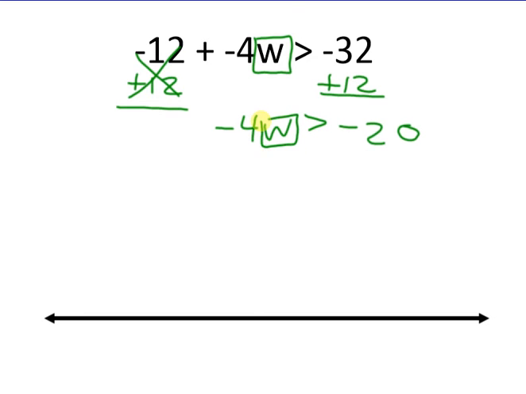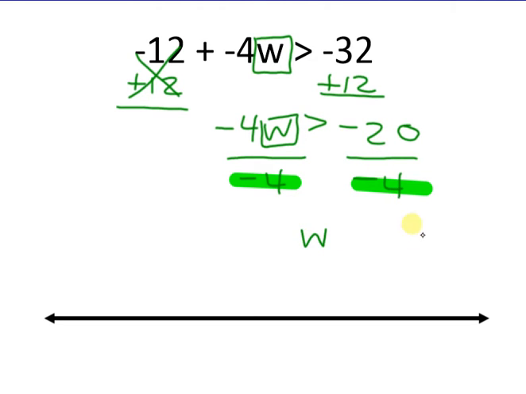Box my variable again. I divide by negative 4. Now, hint, hint, hint. I'm dividing by a negative number. Make sure you realize that. Do the same thing to the other side. That's going to tell me I'm going to have to flip my sign.